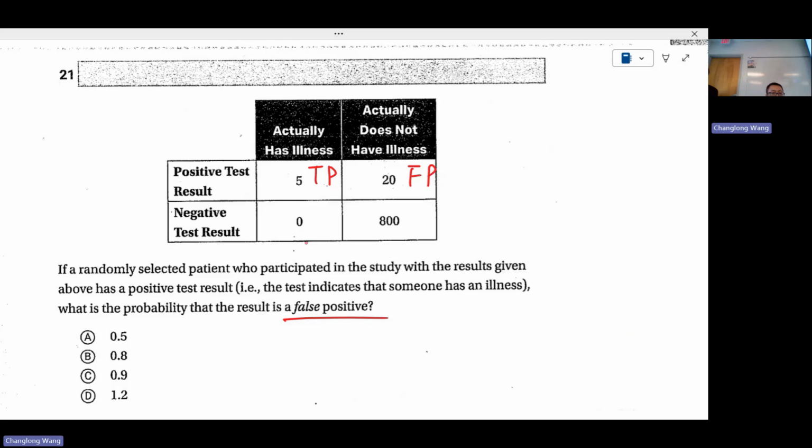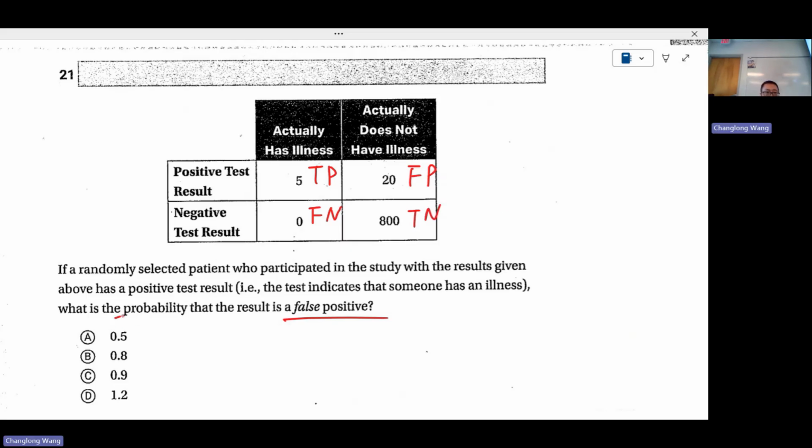Now this one, that's a bit tricky. Turns out it's false negative. Does it make sense? They tested negative. They thought they were fine. They are not, right? But luckily, no one's like that, right? And the last one is true negative. That means tested negative. They are indeed fine.